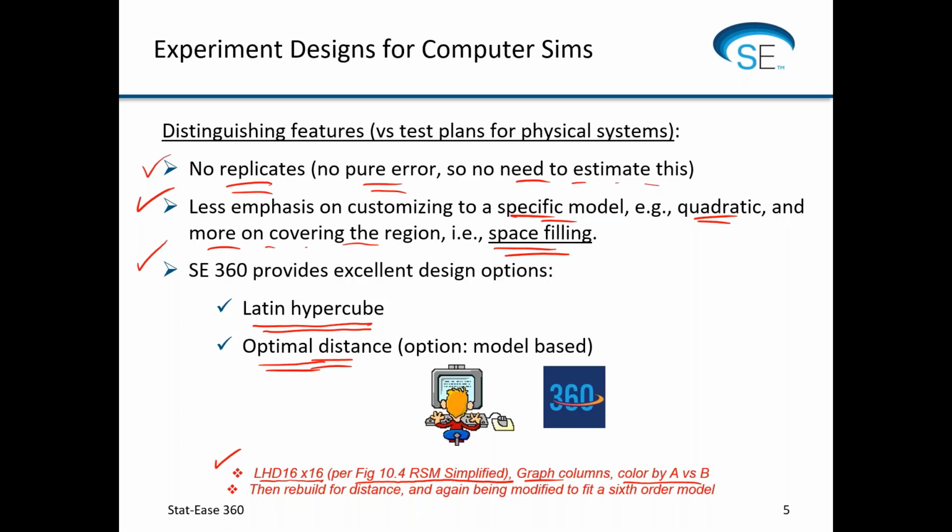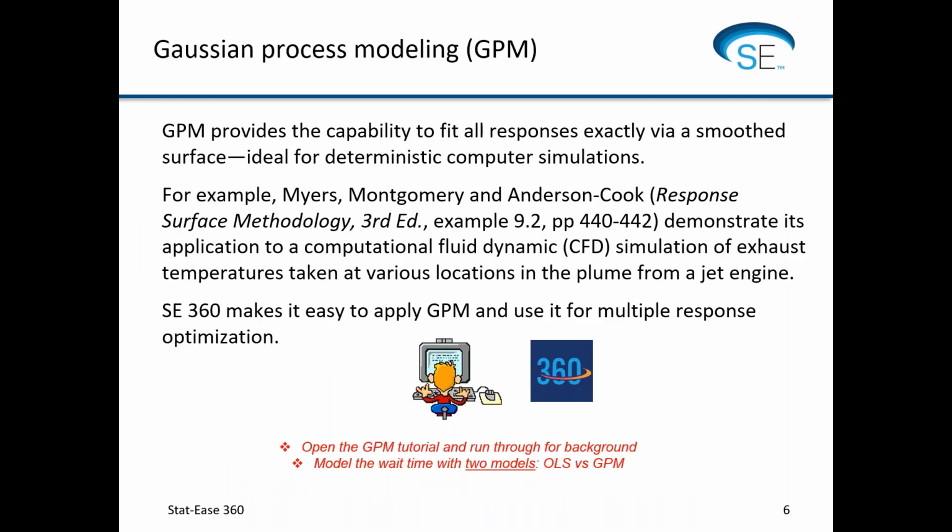So that gives you a quick run through of what we have, and we're looking forward to people starting to make use of this, and then we'll learn more and more about what's popular with people that are applying experiment design for computer simulations. Now, another capability we have is on the modeling that relates to the computer simulations. And we've added this tool called Gaussian process modeling, or GPM. Now, what this does is it fits all the responses exactly, but it provides a smoothing, which you can vary with some parameters that you can adjust the amount of smoothing.